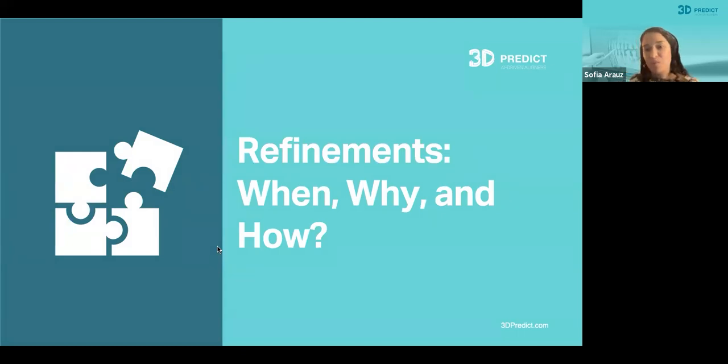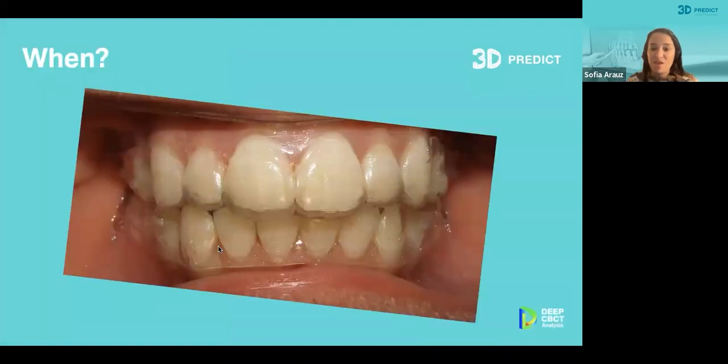Refinements, the hot topic of refinements. When, why, and how refinements. So when? One straight answer: when the tray doesn't fit. This specific case is most likely a 14-year-old kid. This patient was not compliant.